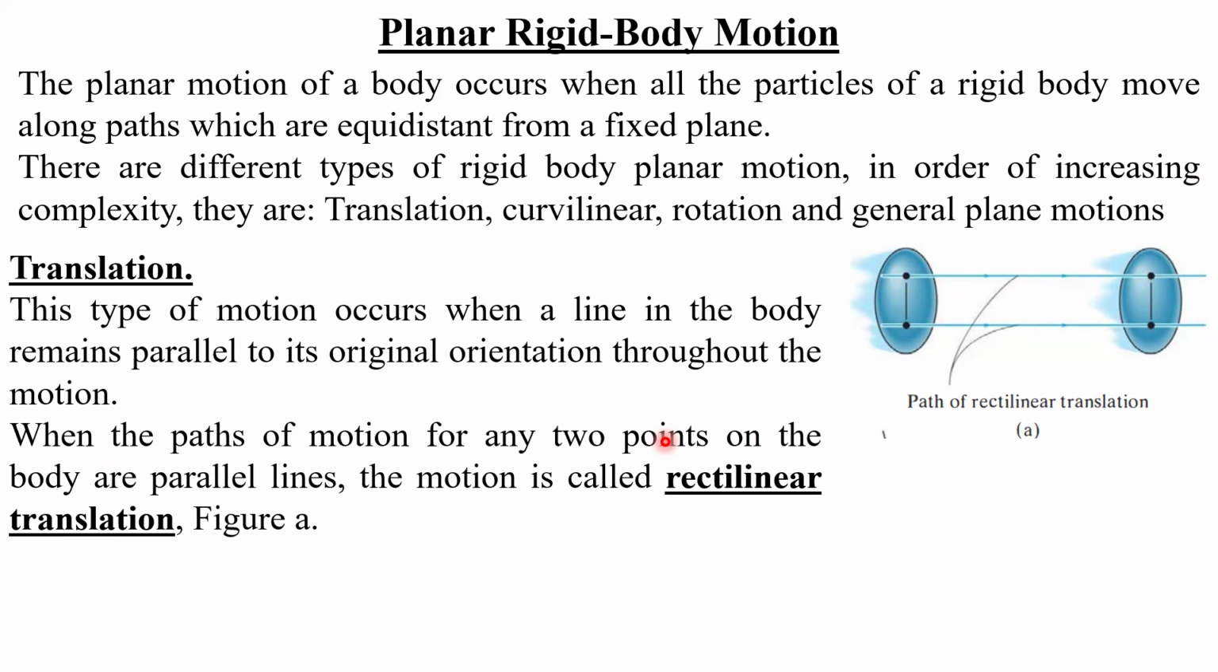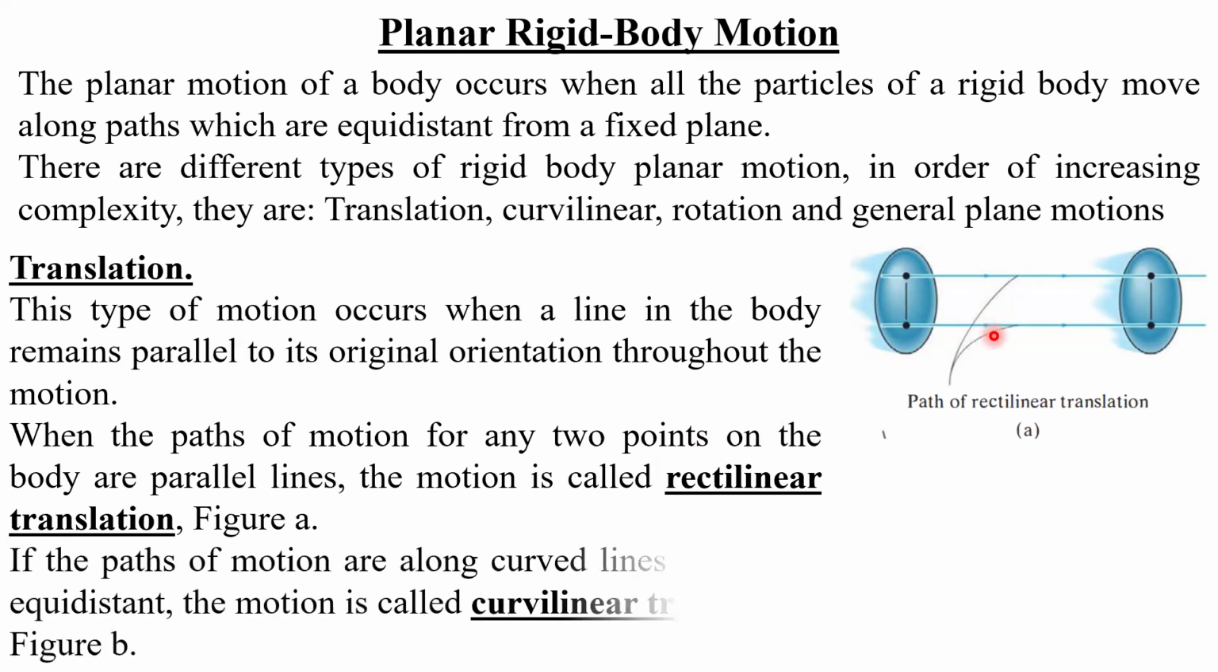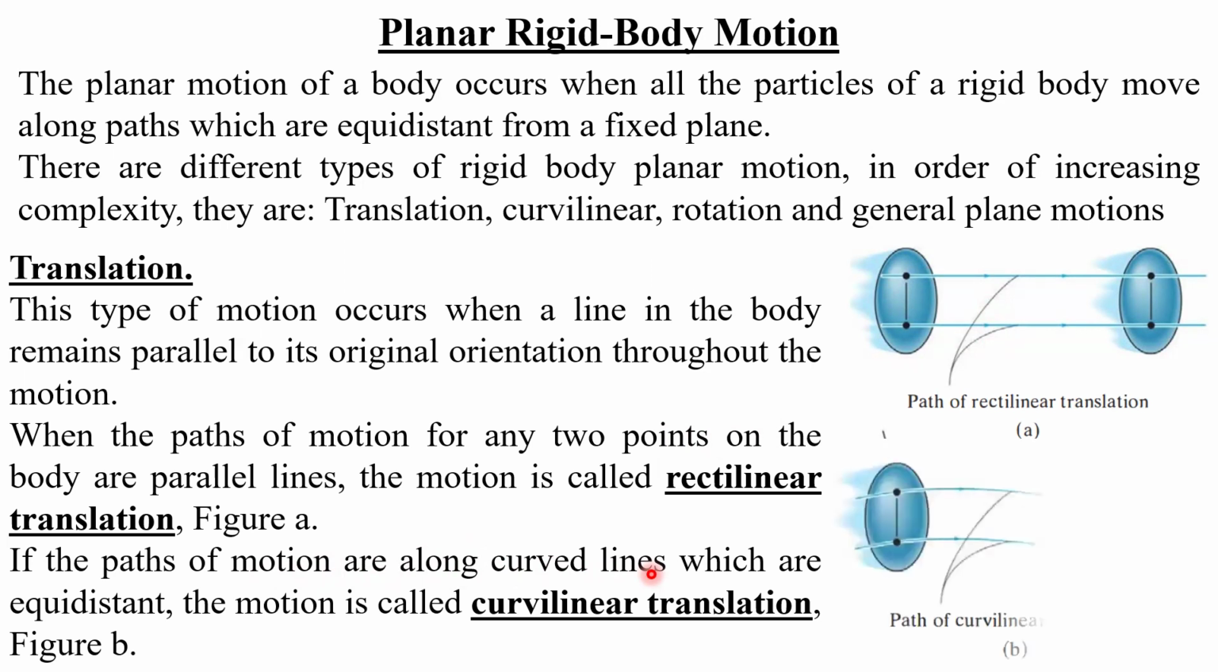So when the paths of motion for any two points on the body are parallel lines, this motion is called rectilinear translation motion, as found in figure A. Then, if the paths of motion are along curved lines, which are equidistant, that type of motion is called curvilinear translation, as shown here. The points describe curved paths, and they are always equidistant from each other.